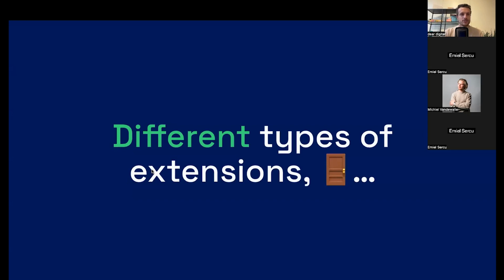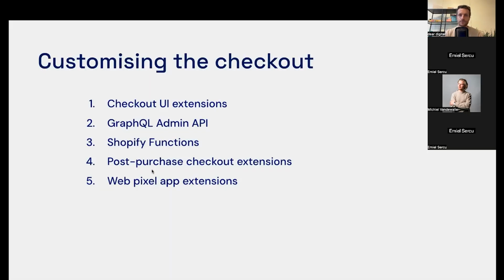I'm now talking about checkout extensions, right? So what are the doors that we could enter the checkout with? So these are all of them. They don't really say a lot yet. Maybe you have been reading up about them a lot, which would be great. But this is the list. So it's checkout UI extensions. It's a GraphQL API. It's Shopify Functions that you probably heard about already. It's the post-purchase extensions, and it's the Web Pixel app extensions.